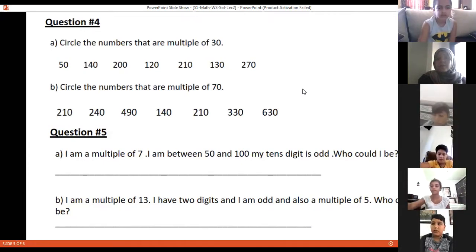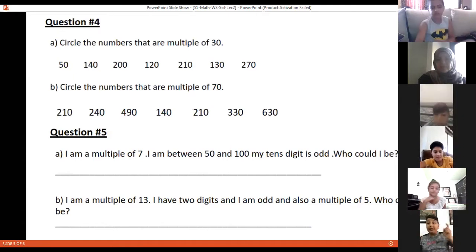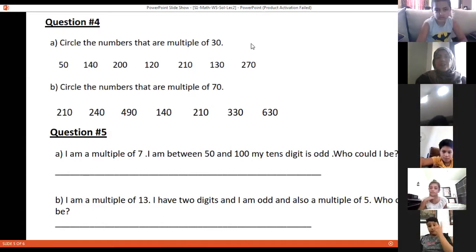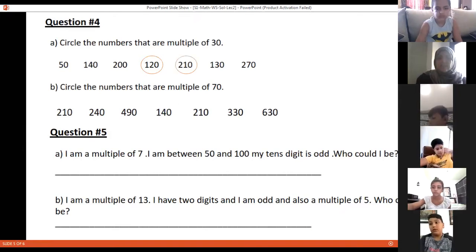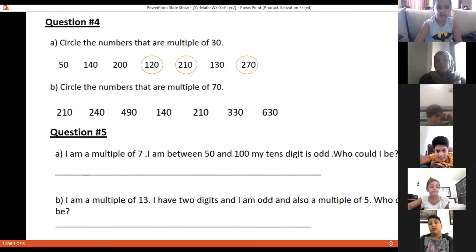210. It's Yusuf's turn. Yusuf should solve part A. Okay? So Yusuf, the first number is 120, then 210, 270. Very good, Yusuf.